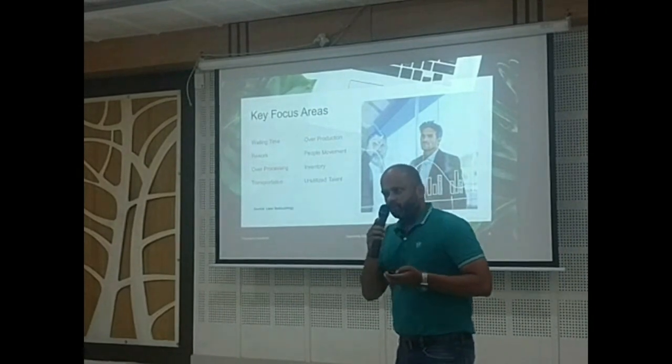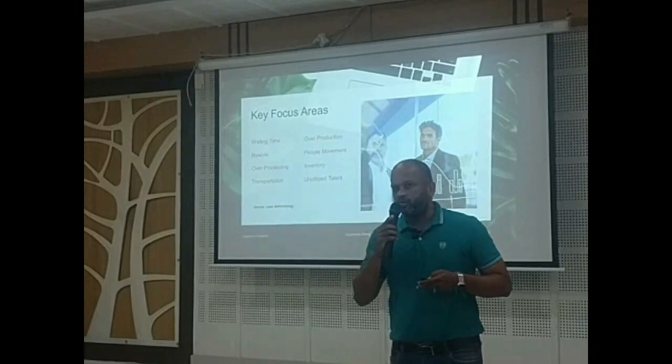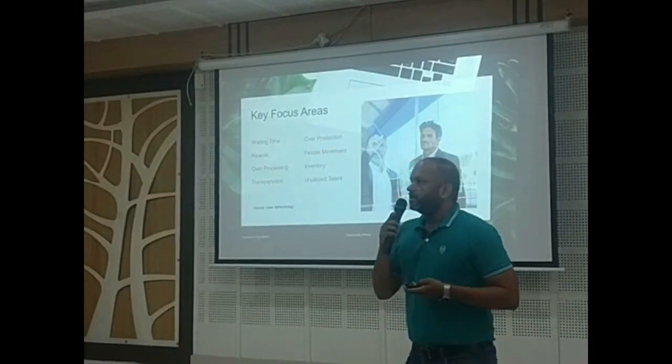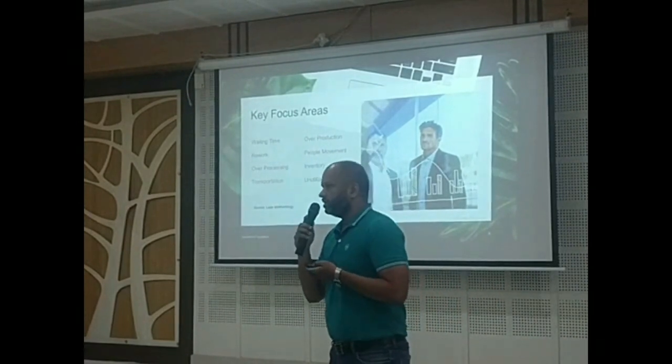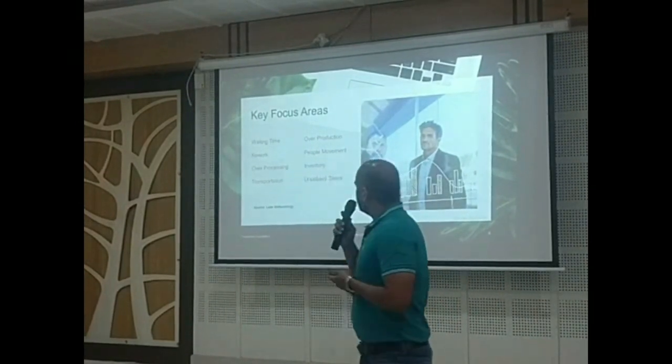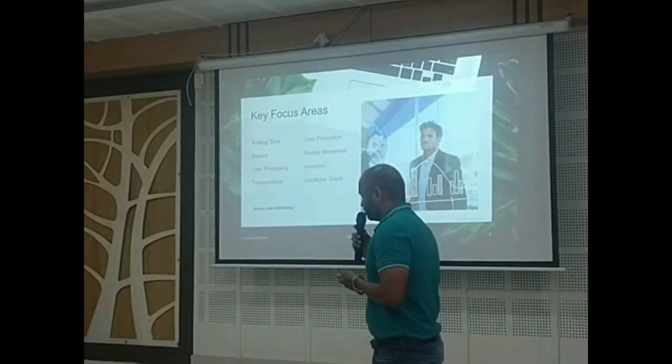Inventory. Inventory is the raw material consumption. How much inventory are you consuming? Is it beyond a certain limit? Is it more than what you wanted, or more than what is ideally required? Those inventory related areas can be identified. So the second thing is transportation.